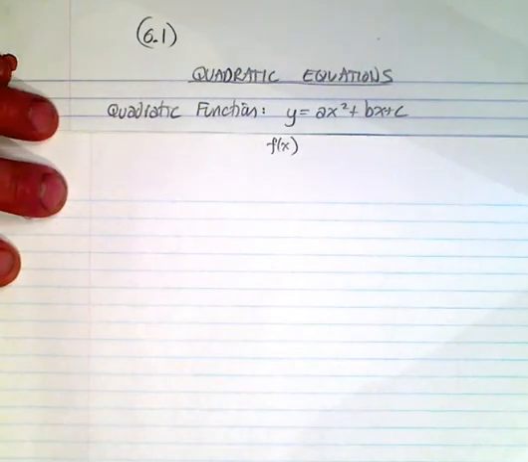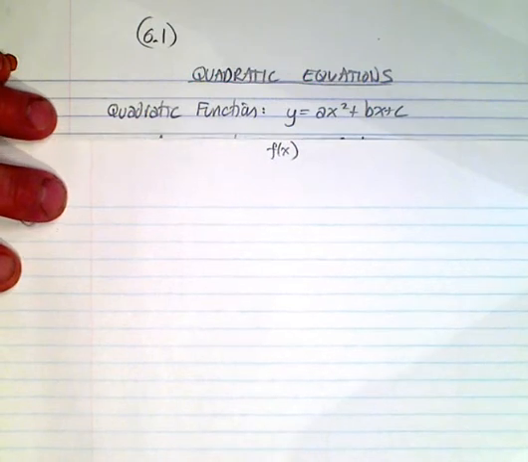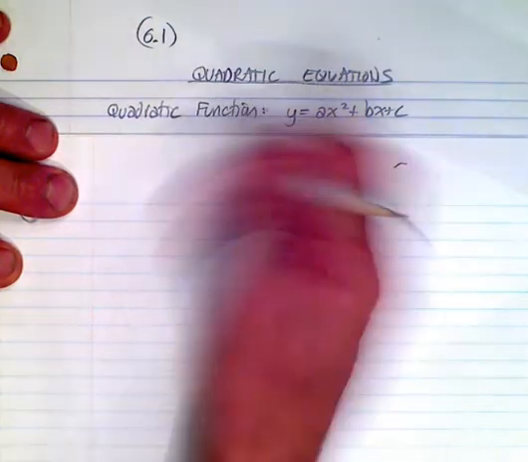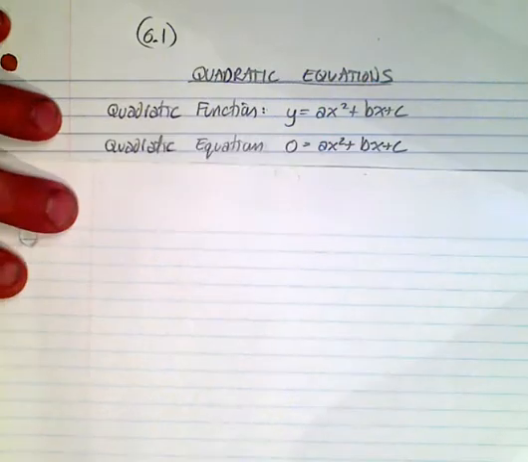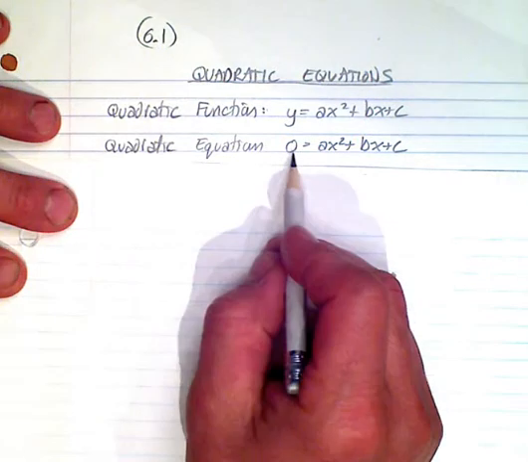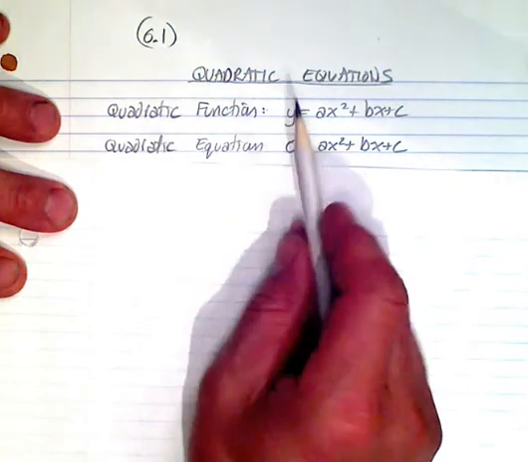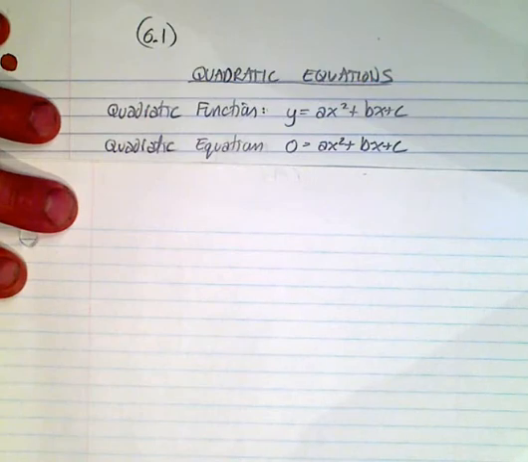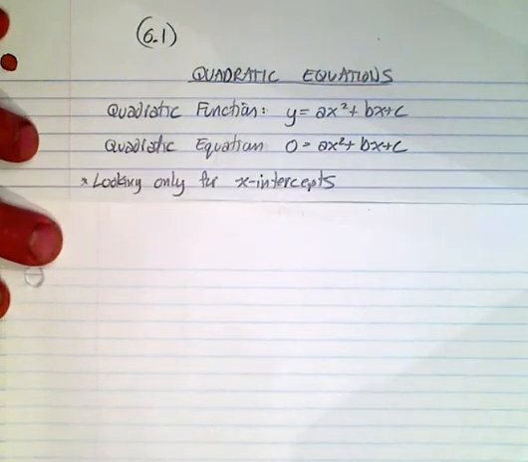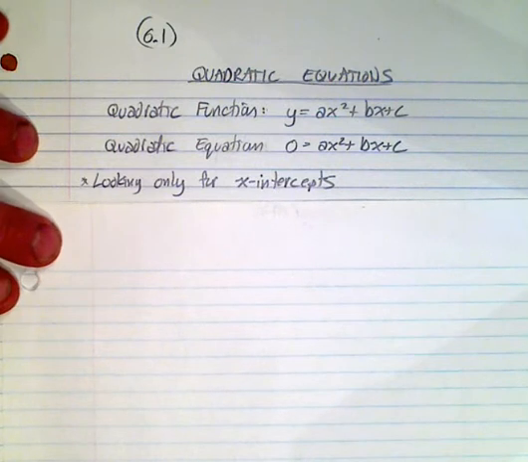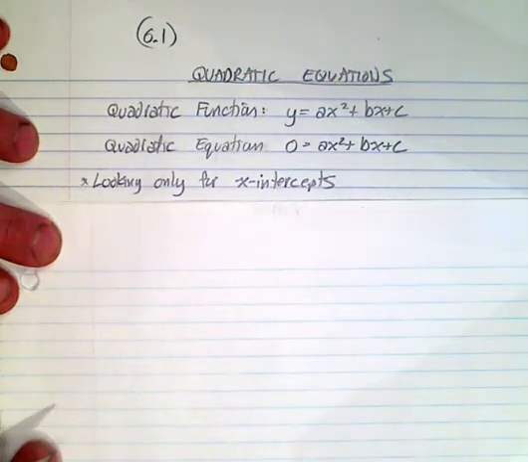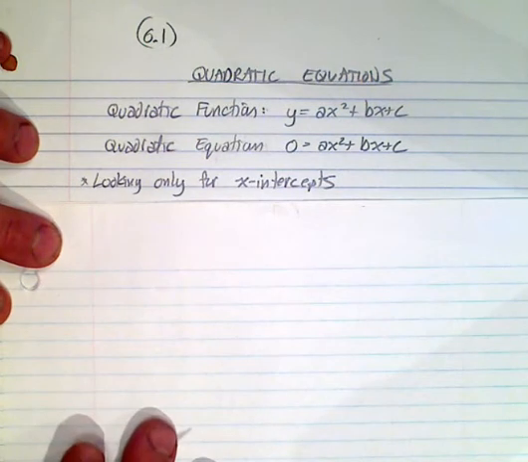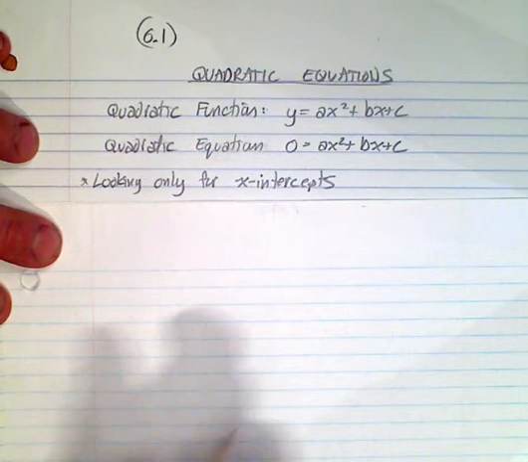So what we're looking at now are quadratic equations. The specific difference between a quadratic function and a quadratic equation is that an equation is simply where y is equal to 0, right? So what we're essentially looking at now when we're solving quadratic equations is the x-intercepts. That's all we're looking for now. So this entire chapter will be about finding the x-intercepts of these quadratic functions or quadratic equations, okay?